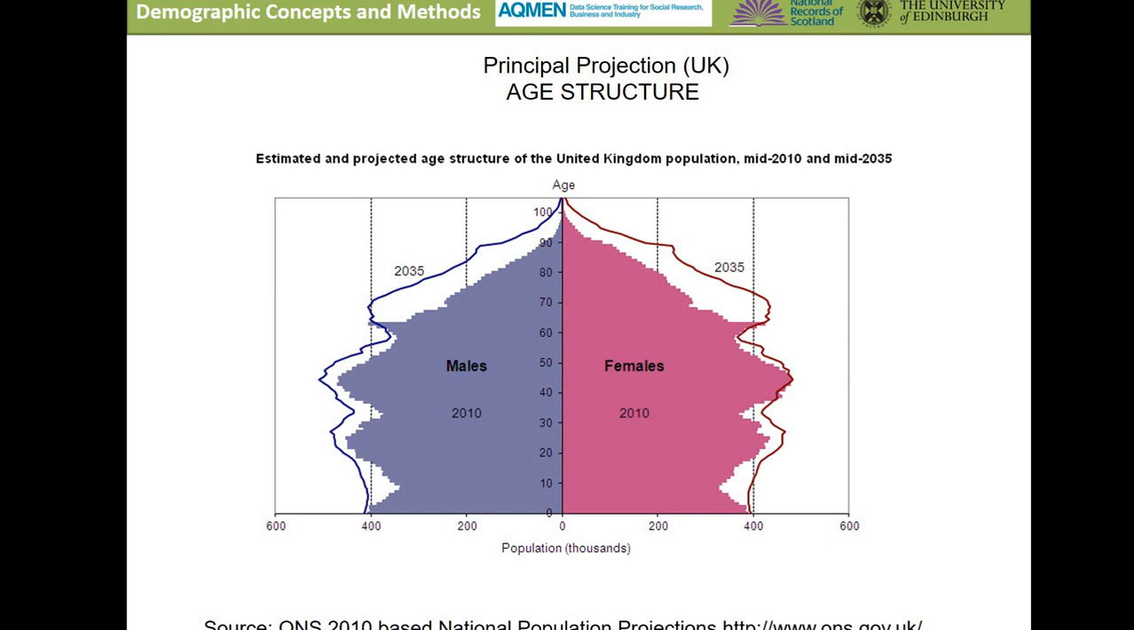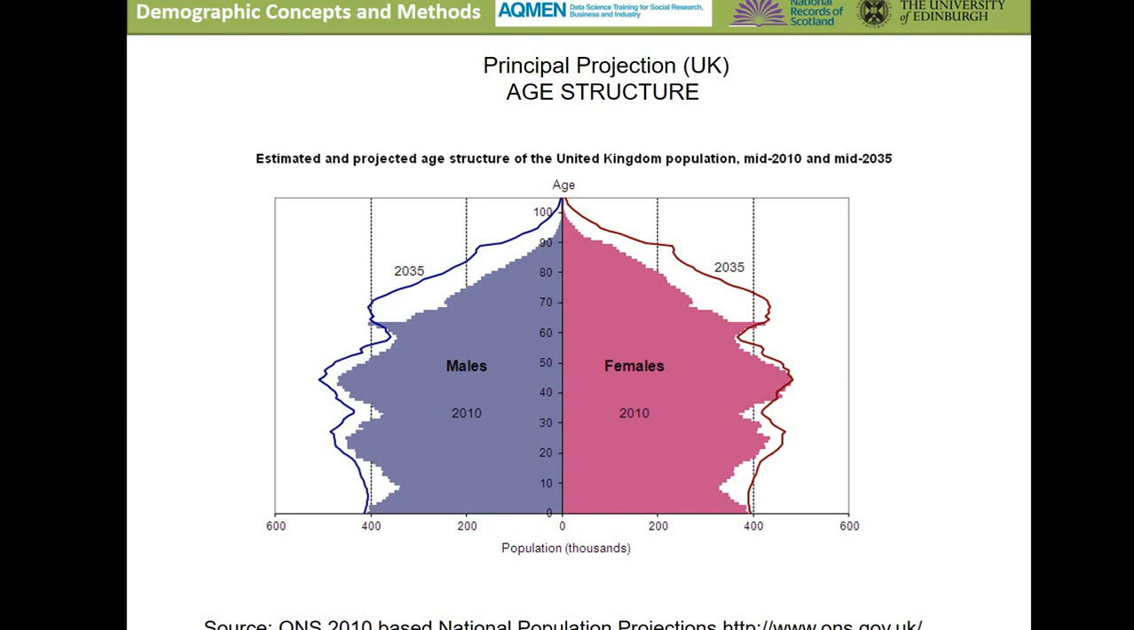So we're not just interested in how populations change, we're also interested in how population age structure changes. Very important for service provision and very important for the impact on our components of change, fertility, mortality and migration, which follow age patterns. Here we can see the change in the population age structure of the UK, according to those 2010 based projections.